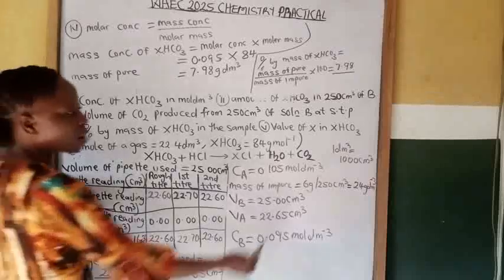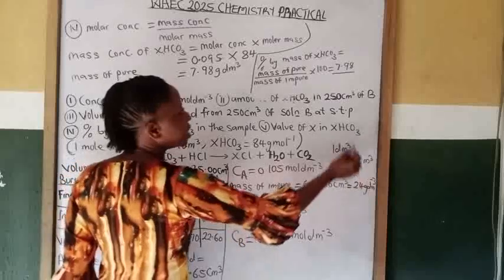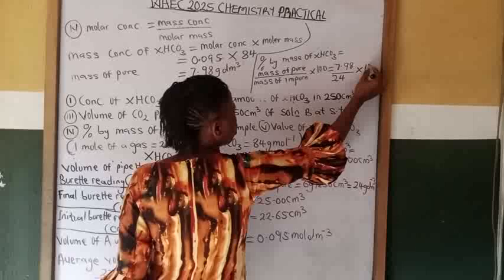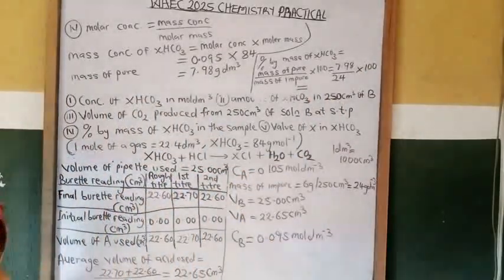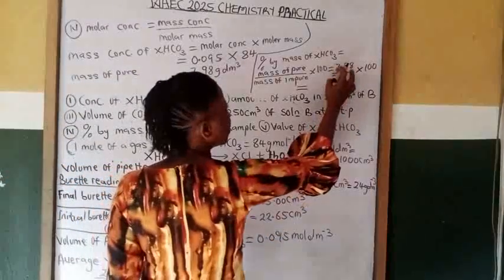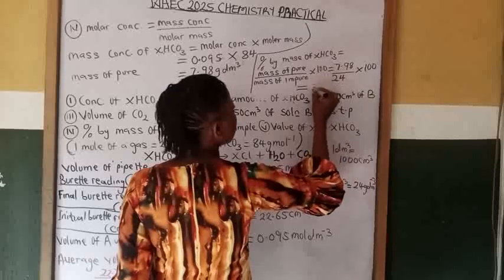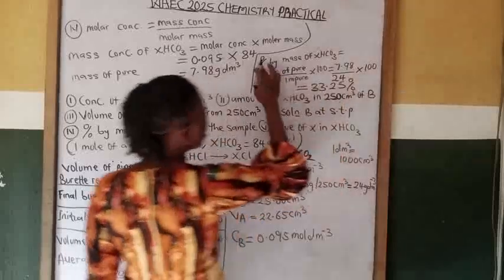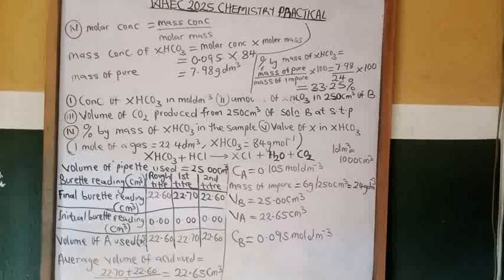We have converted this 6 gram per 250 centimeter cube to 24 gram per dm cube. So, divided by 24 times 100. The final answer is 7.98 times 100 divided by 24, which will give us 33.25%. Since we are looking for percentage, it must be in percent. So that is that about Roman figure 4.